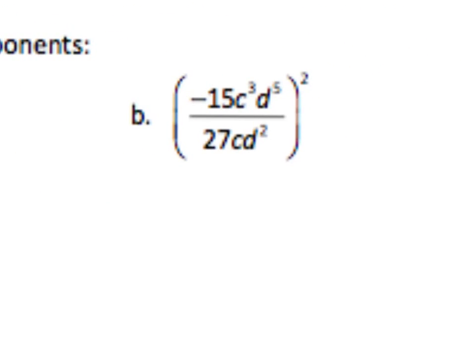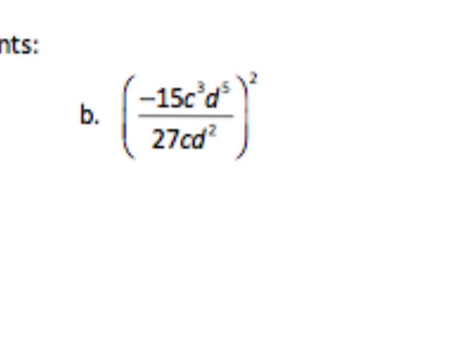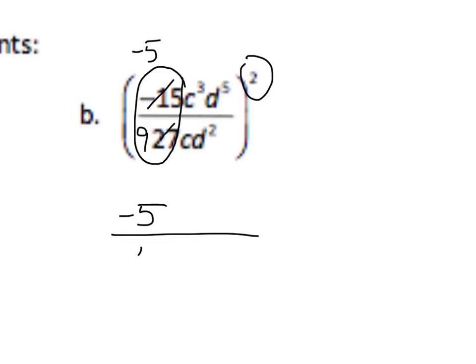Alright, last one, hang in there. Okay, when you have a fraction and it's raised to an exponent, simplify within the fraction first and then apply the exponent. So I see negative 15 and 27. That's going to reduce to, let's see, 5 goes into both of them. So I'm sorry, 3 goes into both of them. So negative 5 and 9. So I have negative 5 over 9.